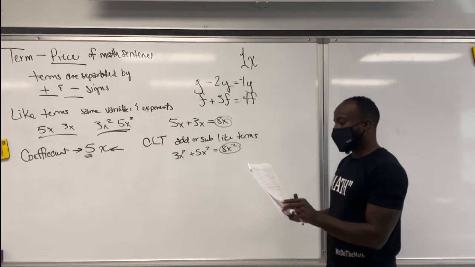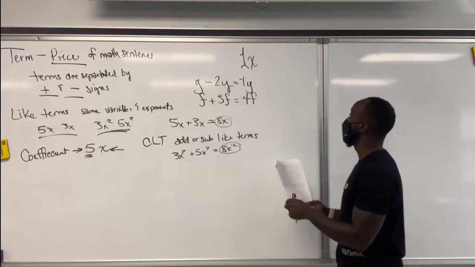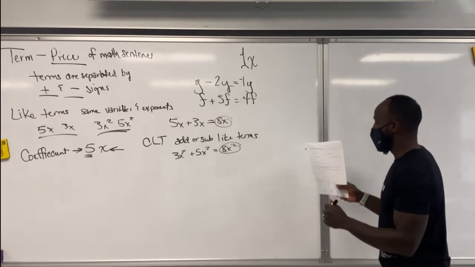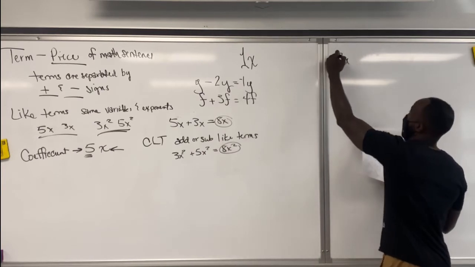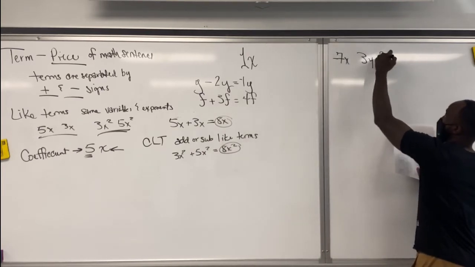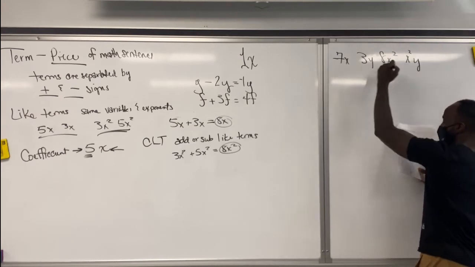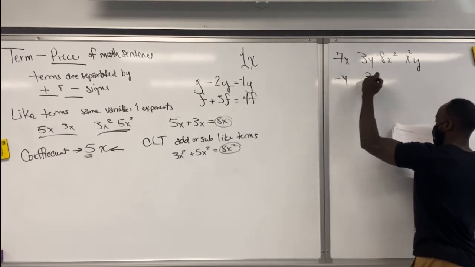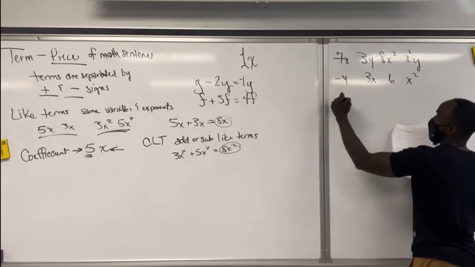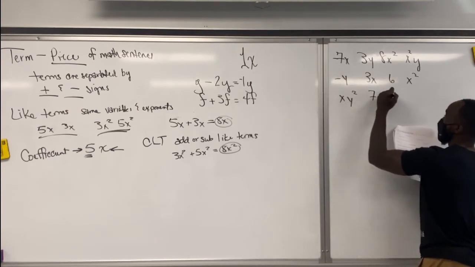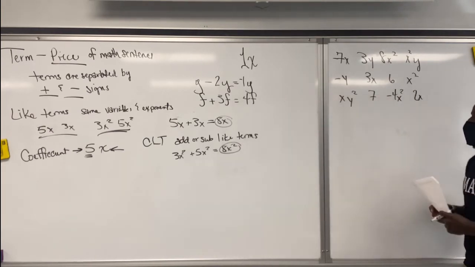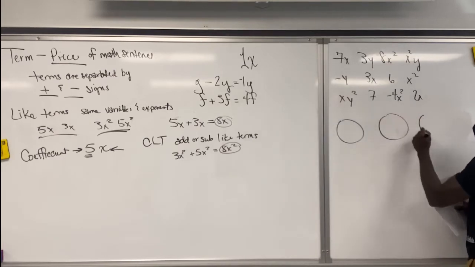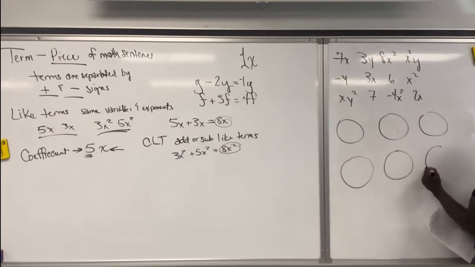Now, let us look at this example where we have a whole bunch of different variables, a whole bunch of different terms. We got negative 7x, 3y, 8x squared, x squared y, negative y, 3x, 6x squared, xy squared, 7, negative 4x squared, and 2x. There's one other row, but I don't want to put it there for the sake of time. So if we're going to put like terms in every section, this is what it looks like.